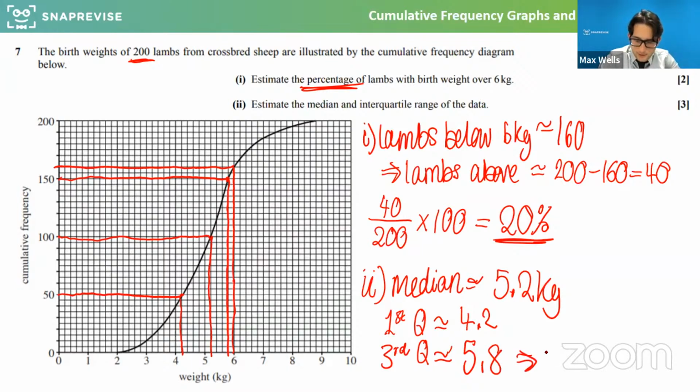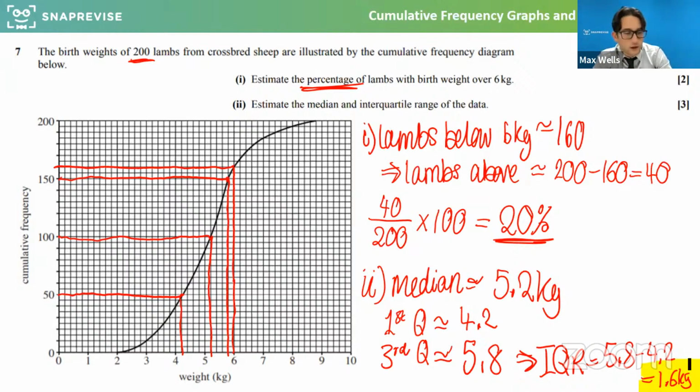So that's going to tell us that the interquartile range will be equal to 5.8 minus 4.2. So it's spread out across 1.6 kilograms. Okay, that was really good. So that's, again, kind of classic using and reading off and estimating.